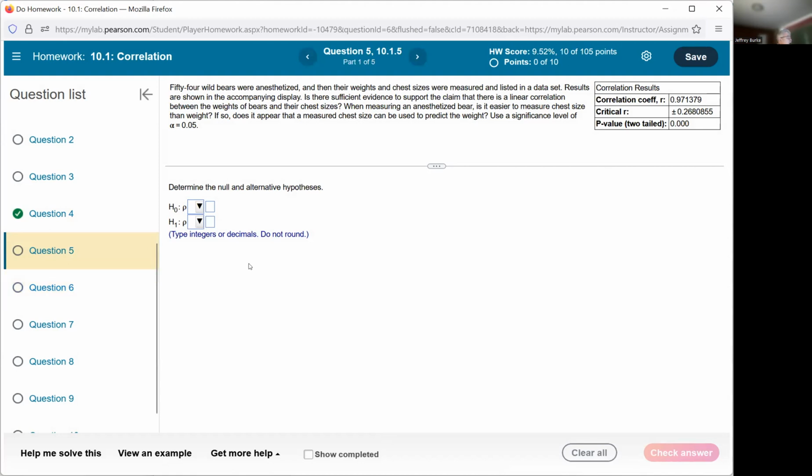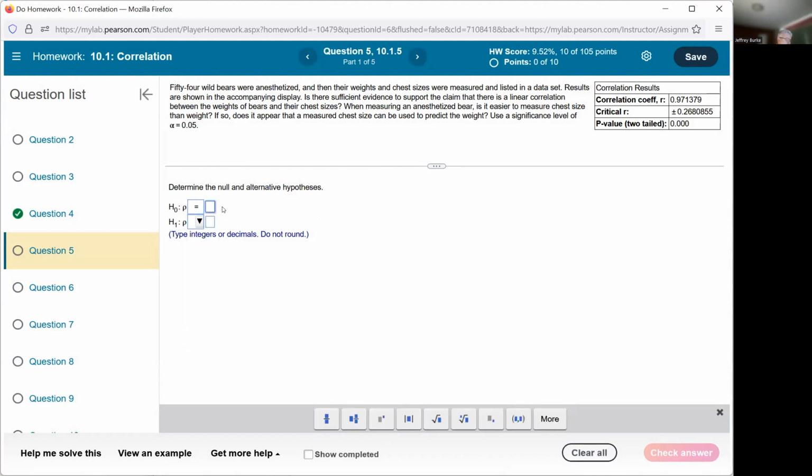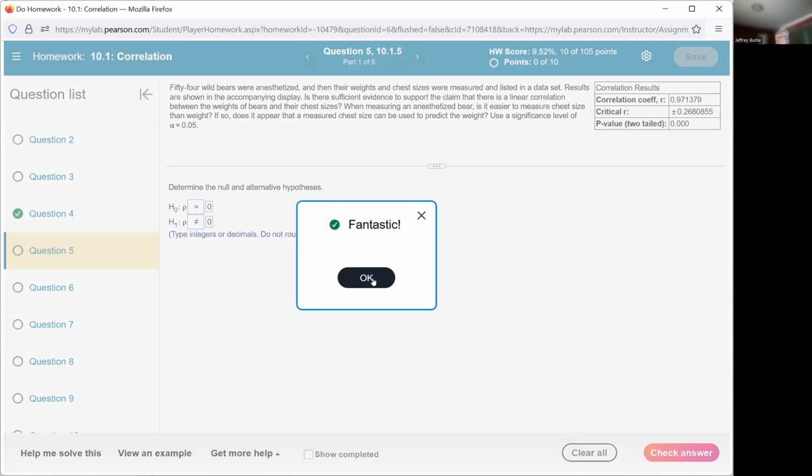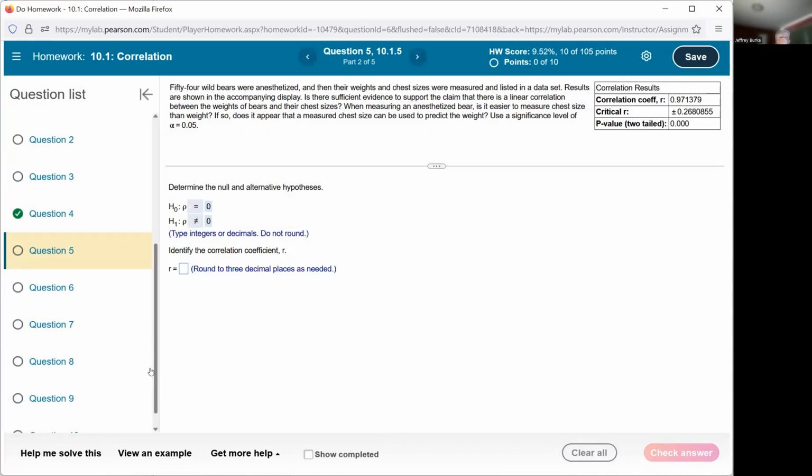Okay, yeah. So for this one, we're doing hypothesis testing. The null is going to be p is equal to 0, and the alternative will be p is not equal to 0. This is something that won't appear on your final exam, but that's always going to be the case with hypothesis testing. If it wants us to identify the correlation coefficient, that is up here. To 3 decimal places, so 0.971.